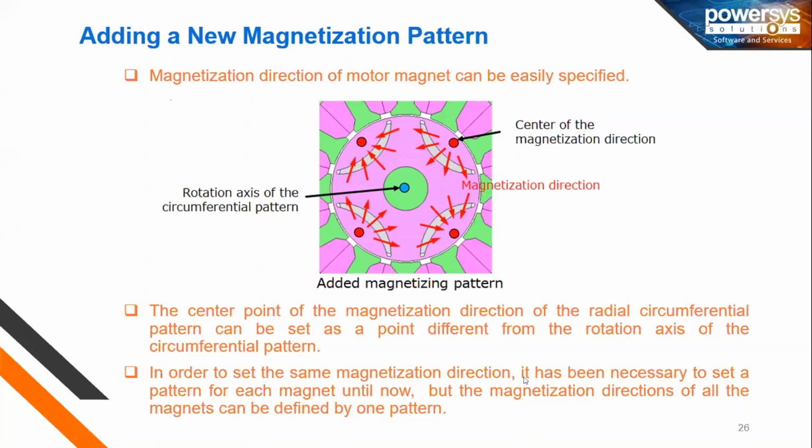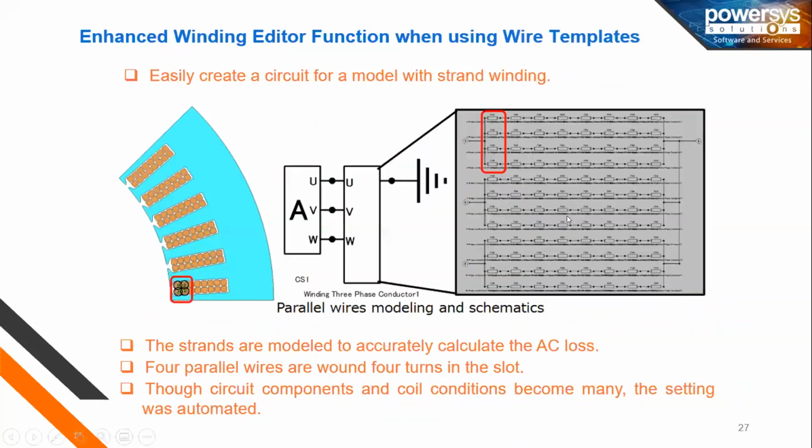In order to set the magnetization direction, it has been necessary to set a pattern for each magnet until now. But the magnetization direction of all the magnets can be defined by one pattern in version 21. And this is one of the interesting features added in version 21. Here, when we are going for the multi-stranded coil, so far we have been taking the entire coil as a single thing and creating the FEM conductor for it. But here, if you take the multiple strands of the coil, each and every strand can be converted into a FEM conductor. It can be converted into a FEM component. That is there in version 21.